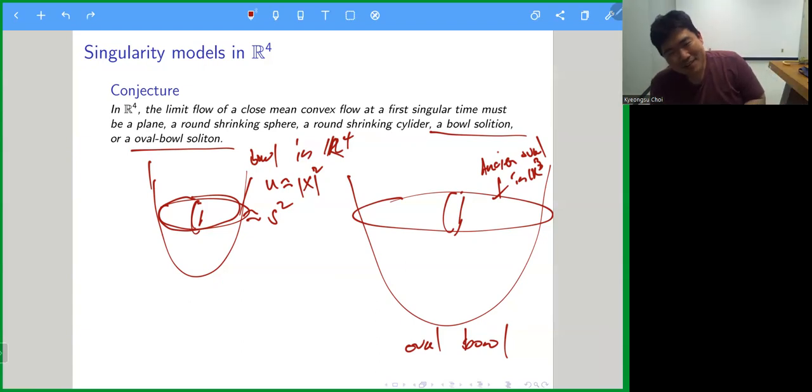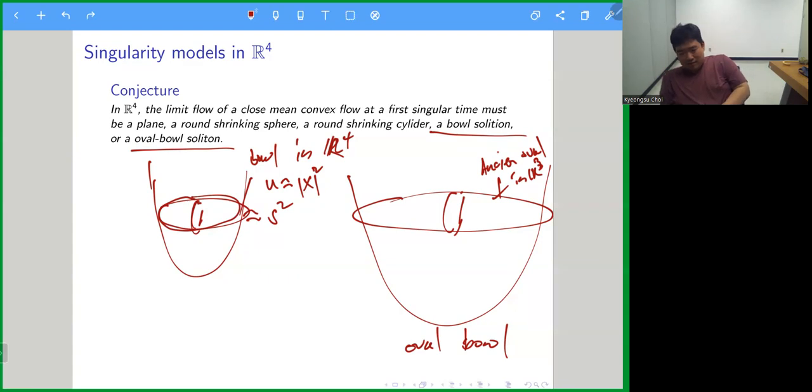Sure, but this oval bowl is a one parameter family of solutions. So this bowl solution is sort of a very special case of the oval bowl. So anyhow, again, now for this fact, the global limit at the first singular time is a plane, a round sphere, a round cylinder, and the bowl solution or oval bowl solution.